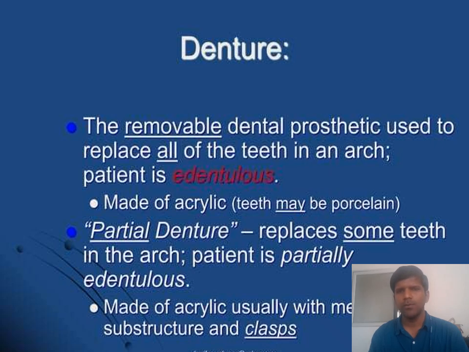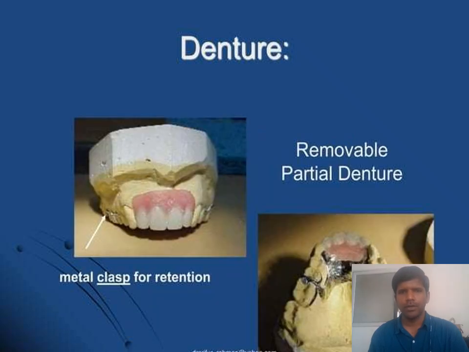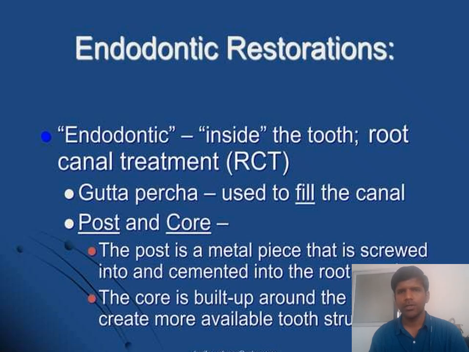Coming to dentures, the removable dental prosthetic used to replace all of the teeth in an arch, in which the patient is edentulous. It may be made of acrylic, whereas teeth may be made of porcelain. A partial denture is the one that replaces some teeth in the arch. For patients who are partially edentulous, it is usually made of acrylic, supported by clasps. So here we see full upper and lower denture, and here we see removable partial denture with the metal clasp for retention.